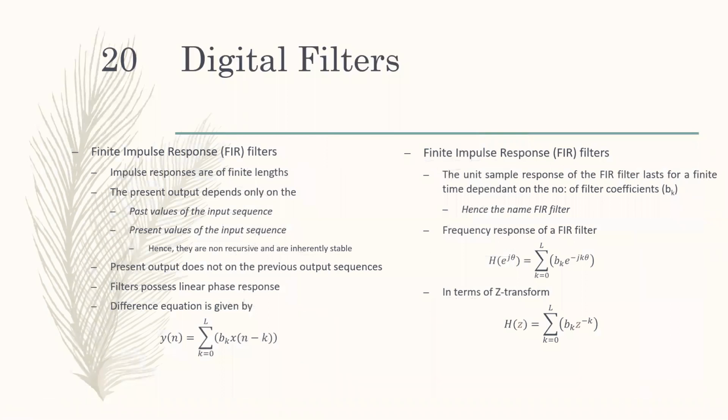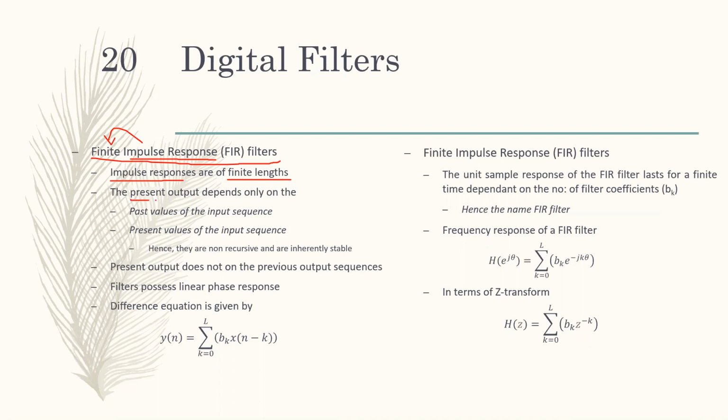Next comes the first topic, that is the FIR filter. It is the finite impulse response filter. So the name itself tells that the impulse response has something to do with the finite aspect. So here impulse responses will be of finite length. So in an FIR filter, impulse responses will be of finite length.